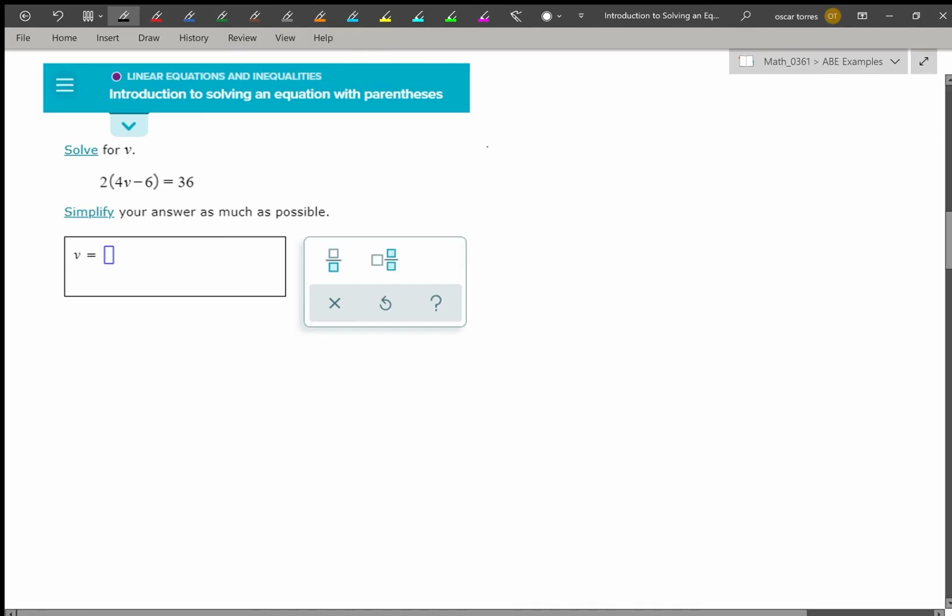This problem gives us 2 parentheses 4v minus 6 equals 36. Similar to the previous problem, notice that we have a set of parentheses and a number to the left of the parentheses. That means we're going to go ahead and multiply this number by everything inside of the parentheses. That means we're doing 2 times 4v. And if we go ahead and do that, 2 times 4 gives us 8, and we have a v attached to it. And we have 2 times 6.